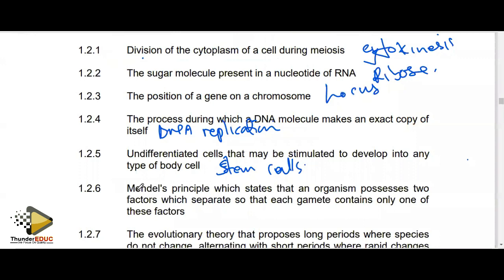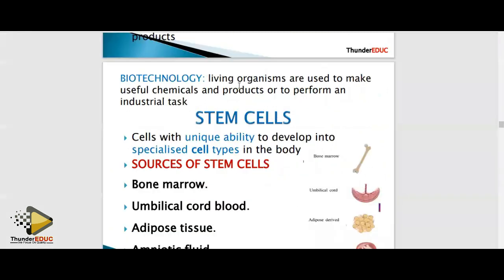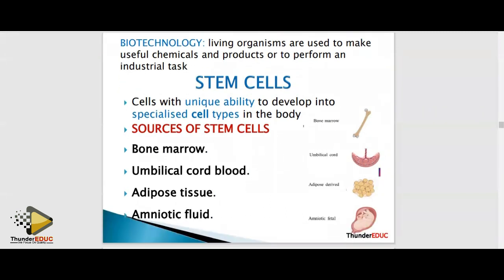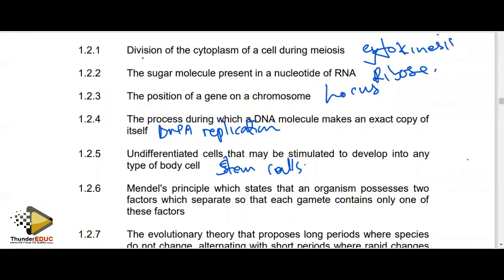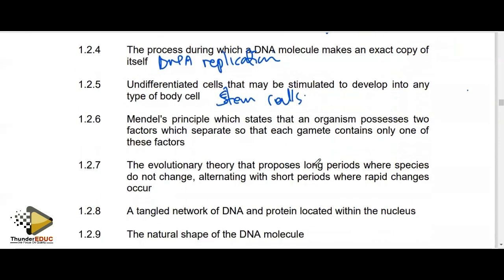So if you look at the question here, it's saying undifferentiated cells that may be stimulated to develop into a type of body cell. So here you're seeing that these cells can develop into specialized cell types in the body. So it's just a reverse, but that's what they are looking for, which we call stem cells. There is no question which you're going to find in the exam that is not answered by this booklet, which we call a distinction material, Excel in Life Science.